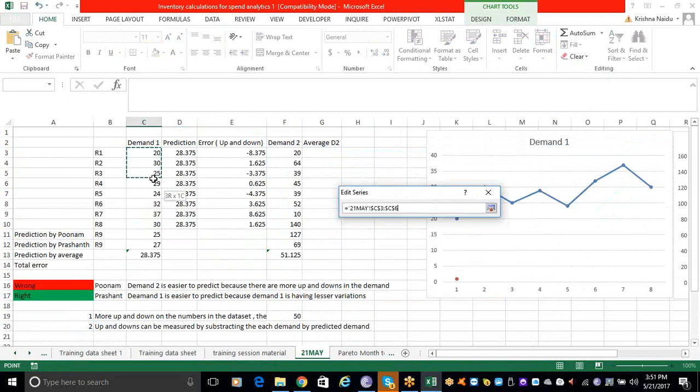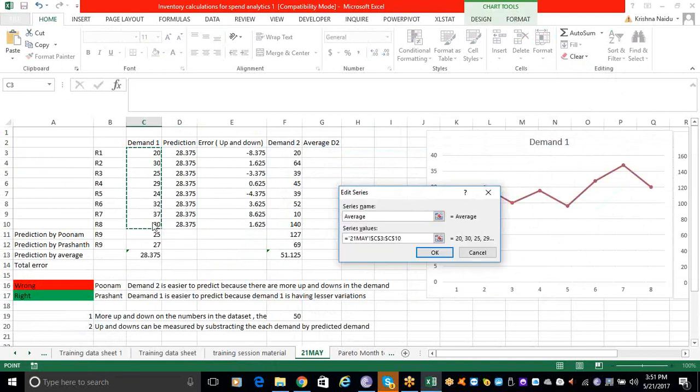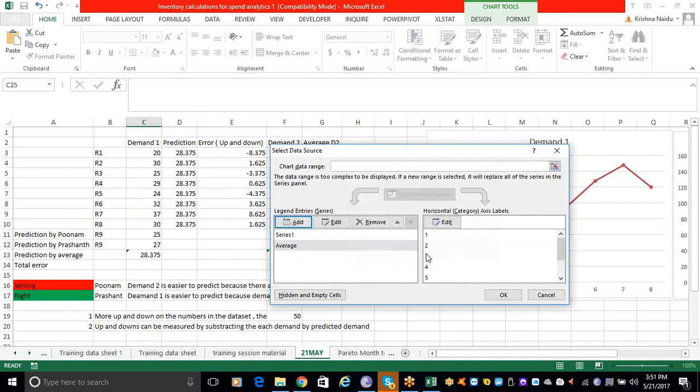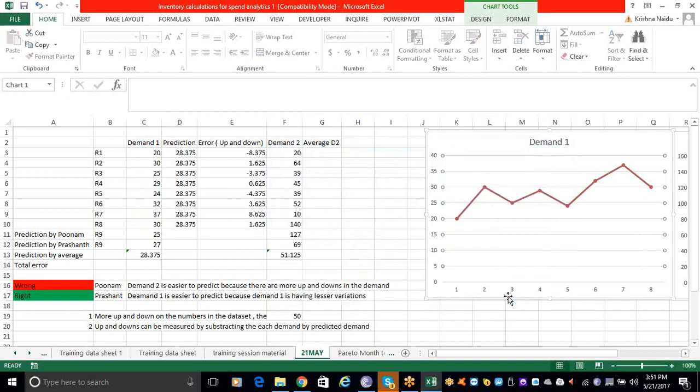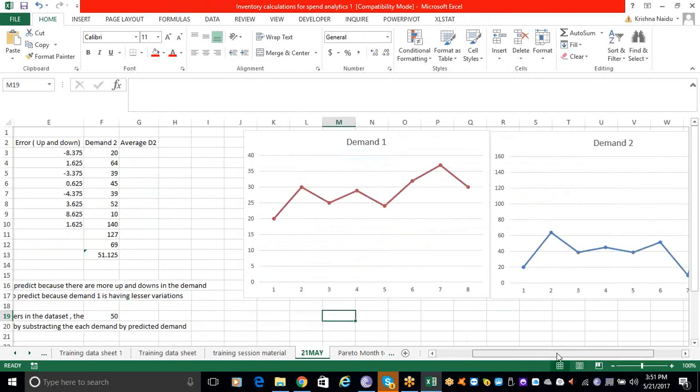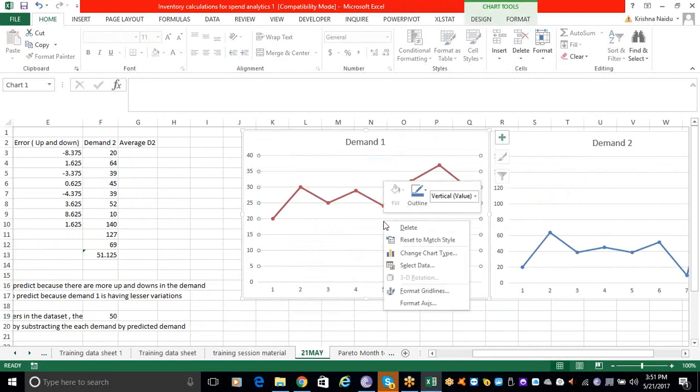So Poonam, you apply this when you do calculations. You apply this. No. I don't know why this is.